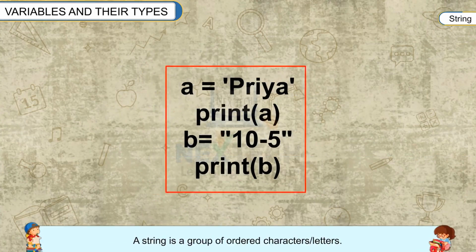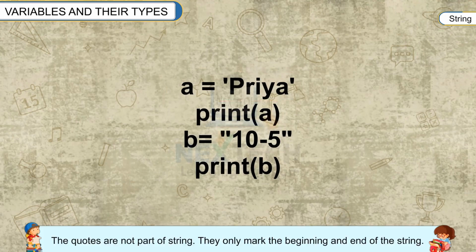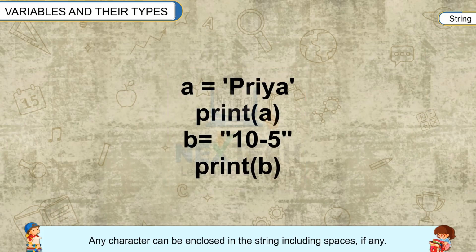String. A string is a group of ordered characters or letters. They are enclosed in single quotes or double quotes. The quotes are not part of the string. They only mark the beginning and end of the string. Any character can be enclosed in the string, including spaces if any. Example: A equals 'Priya'.